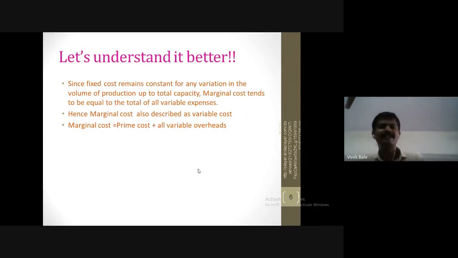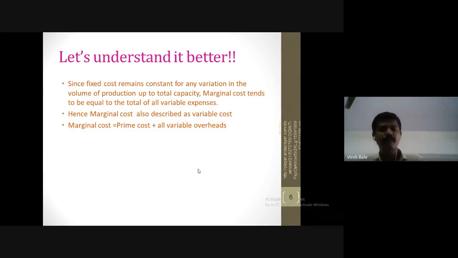Now, to understand marginal costing very simply, you just need to understand the nature of two important costs: one is variable cost and the second is fixed cost. As you know, fixed cost remains constant for any variation, because even if you manufacture 1000, 2000 or 5000 products, fixed cost will remain the same. It will not change.